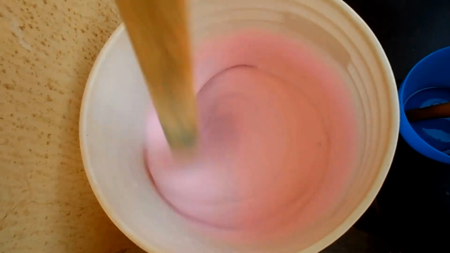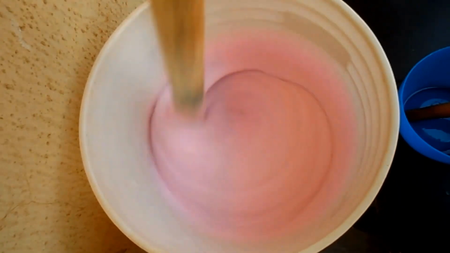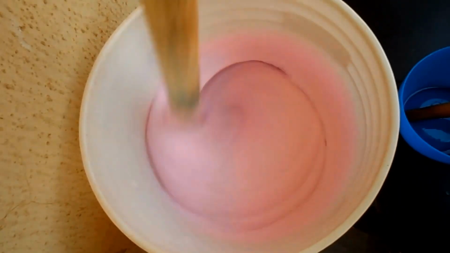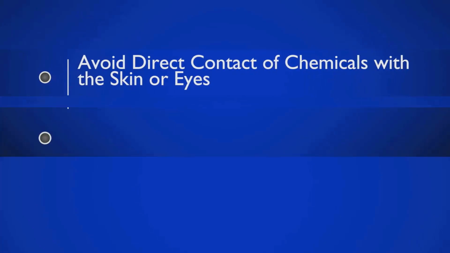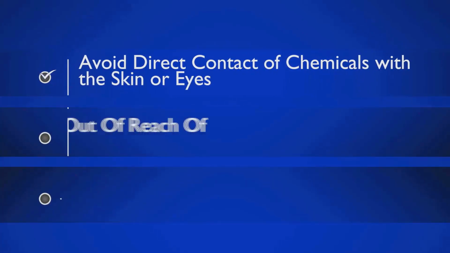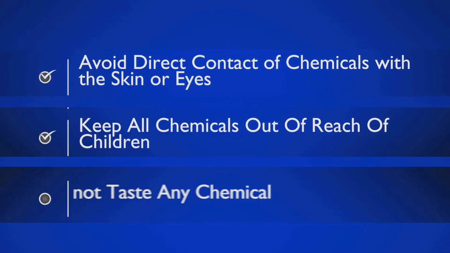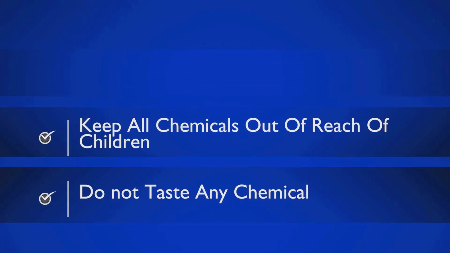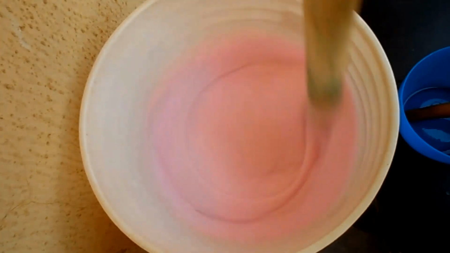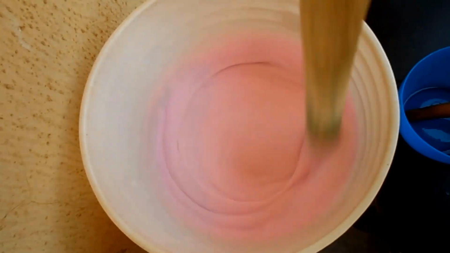Now, before we go through the production process proper, let's go through the safety precautions you will take as you do this preparation. Avoid direct contact of soap chemicals with the skin or eyes. Keep all chemicals out of reach of children and do not taste any chemical. Mentholated bathing liquid soap, also known as shower gel, can be made from the following materials.